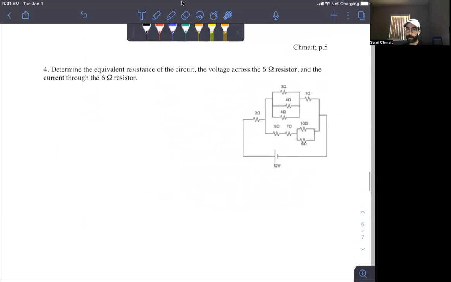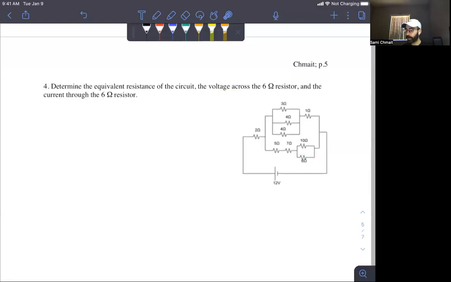So here we have a circuit full of resistors, and we want to clean it up. We want to determine the voltage across the 6 ohm resistor and the current through that 6 ohm resistor. So that's going to be this guy. Lucky for us, that guy is super embedded in the system, so we really have to clean this up and work all the way through it. Typically what you want to do is start from the furthest away you can, so that's in this area.